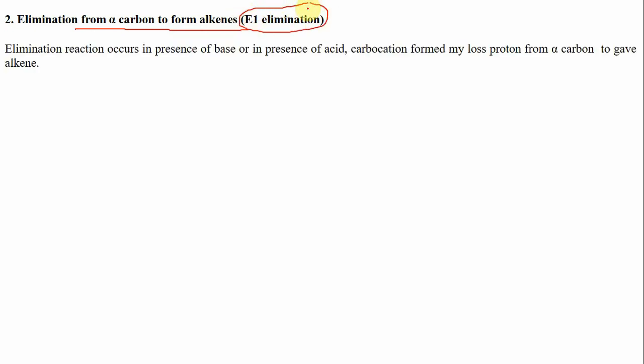The other common reaction of these carbocations is an elimination reaction. These carbocations can undergo elimination from the alpha carbon to generate alkene molecules, and this elimination, which takes place via formation of these carbocations, is also called E1 elimination.